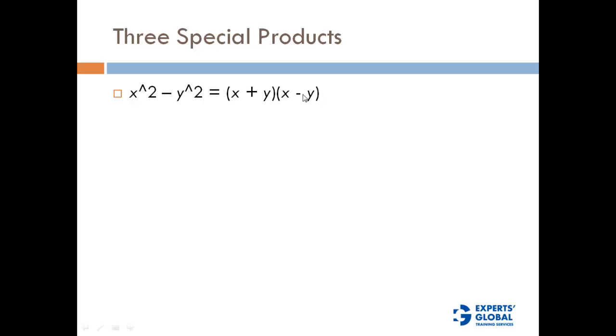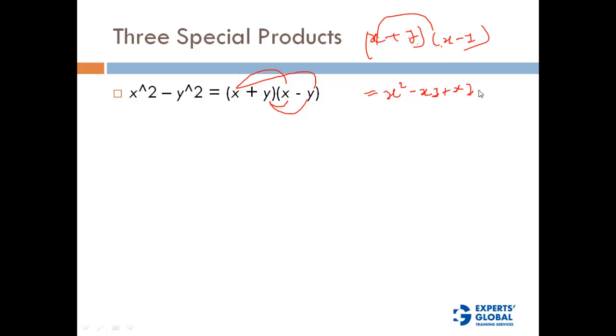Let's see x plus y into x minus y. What we do is we multiply these terms, then we multiply these terms. So we get x into x first, which is x square, x into minus y, which is minus xy, then y into x is xy, and minus y into y, minus y square. So this xy and minus xy get cancelled, so you get x square minus y square. So this is one special product that you need to know.